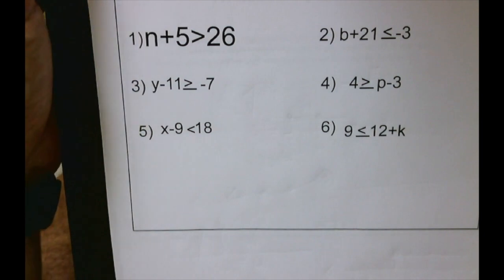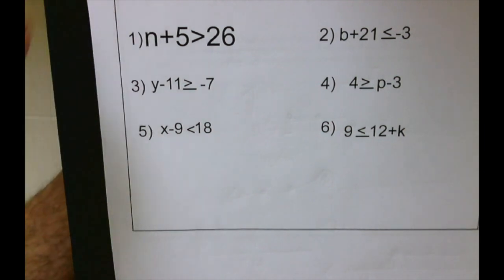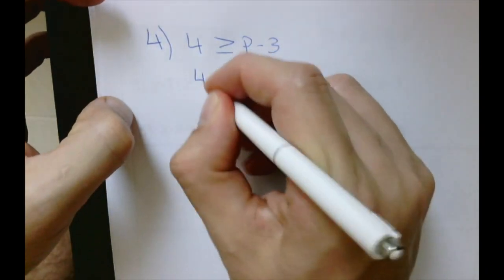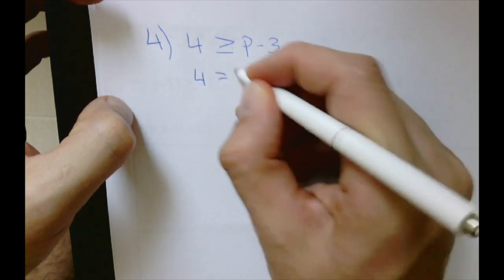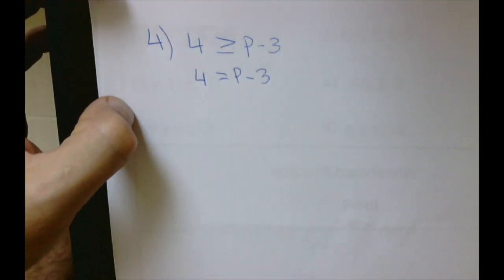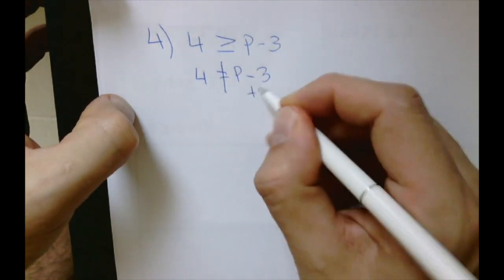Darn it. Number 4. 4 is greater than or equal to p minus 3. The first thing I'll do is change my inequality symbol to an equal sign. After that, I'll draw a line through my equal sign. Since I'm minusing 3, I have to add 3 to both sides.